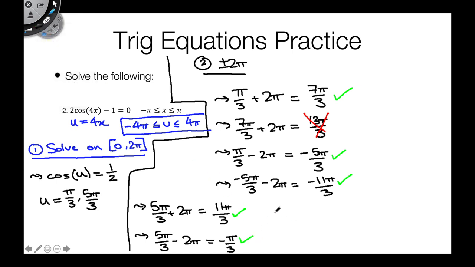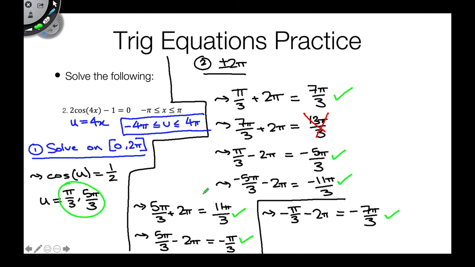We're running a little bit out of space here, but we can still make it work. Then we can take negative pi over 3 and subtract 2 pi. It's analogous to what we had here, and that's going to be minus 7 pi over 3, and that is in our domain. But like we saw up here, if we subtract another 2 pi, we're going to go to 13 pi over 3, which is outside our domain. So we can stop there. All of these are going to be solutions to our equation. We have a whole bunch of them.